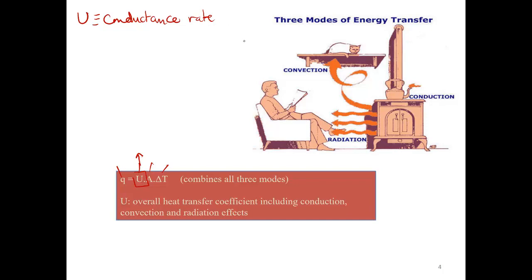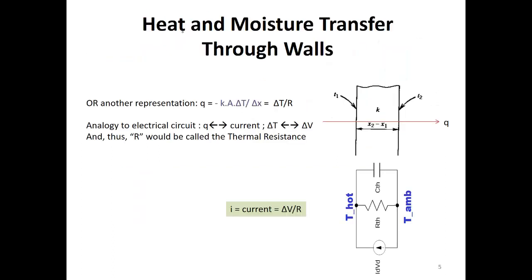through the material, or for the system, because now U can include the three: conduction, radiation, and convection. How we determine that, we'll see in the coming slides, and then we'll go back to this equation.